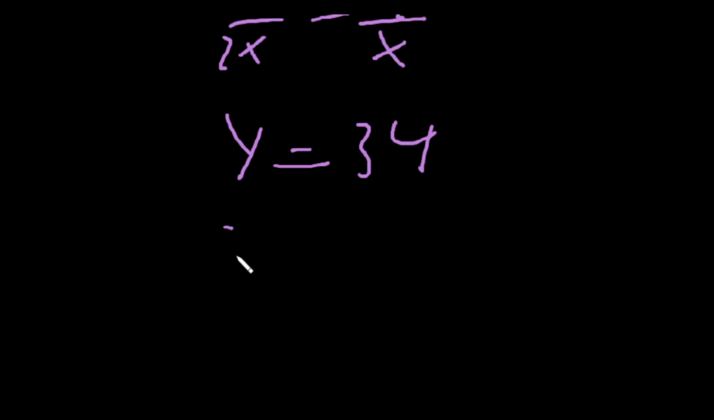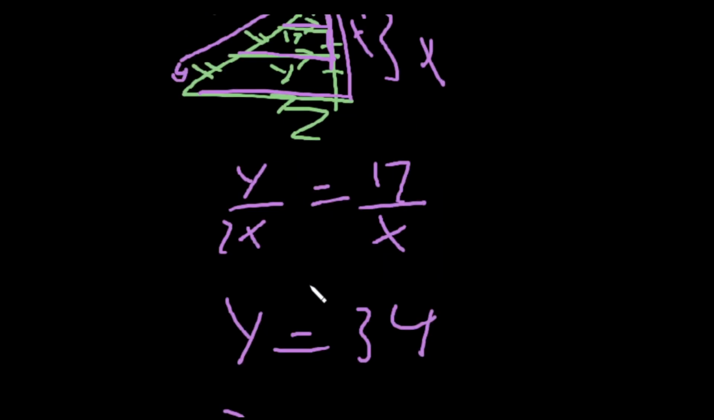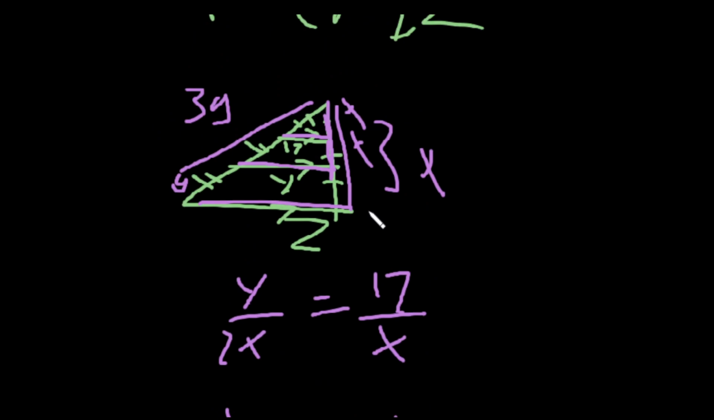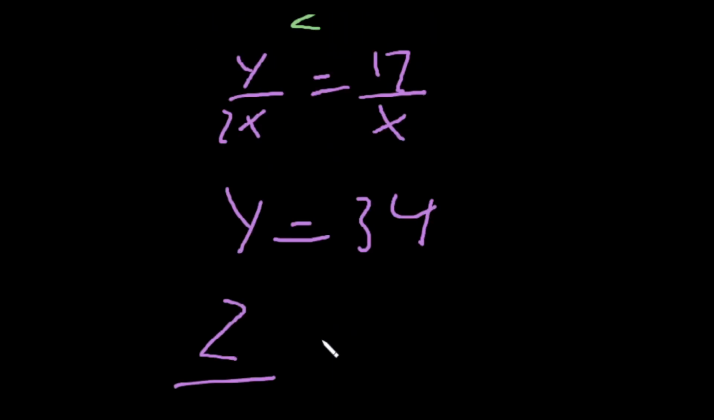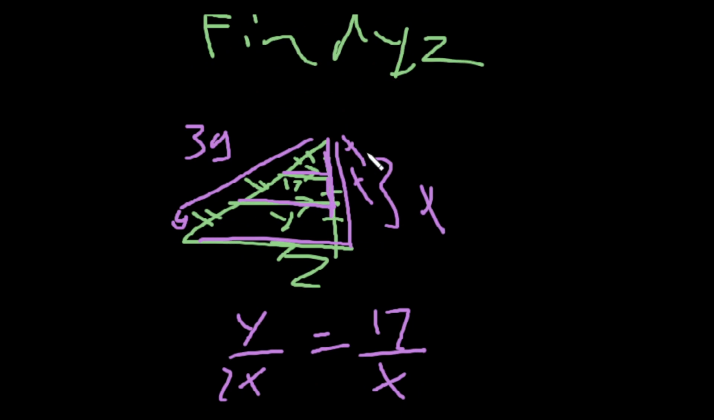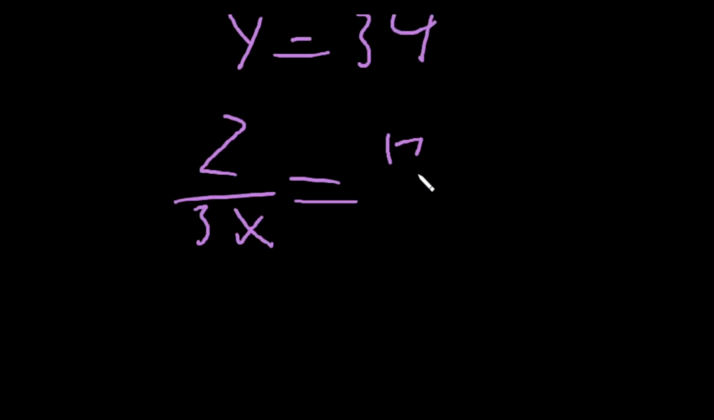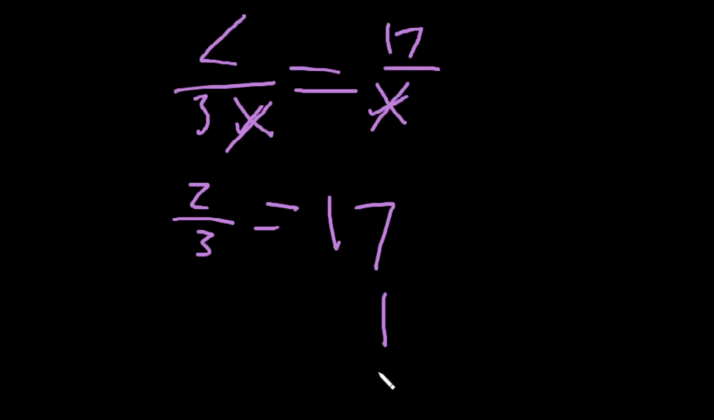And time to get z. Now that we know y, we can use y or we can use 17, it doesn't matter. But z over 3x this time, because we're using the whole triangle, and it's equal to 17 over x. The x cancels out, so z over 3 equals 17. So 3 times 17, that's 51 equals z. So there you go.